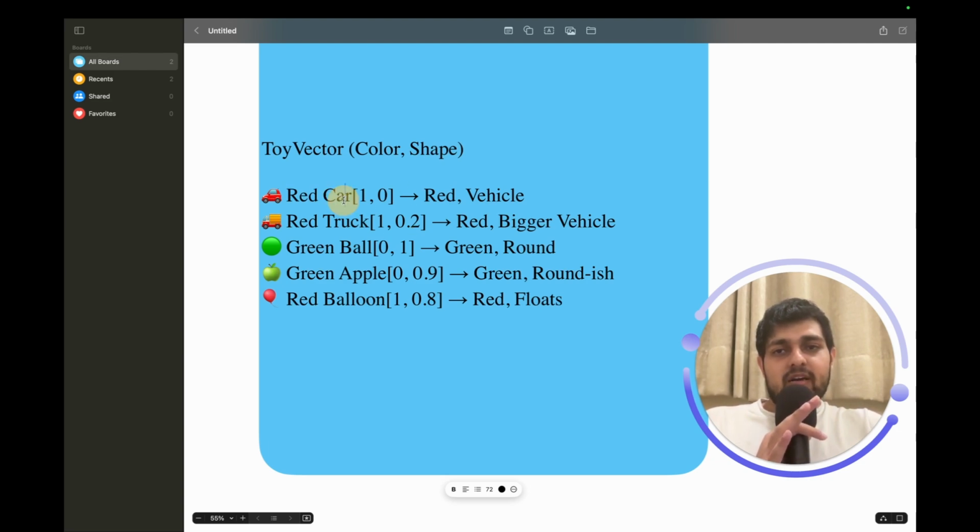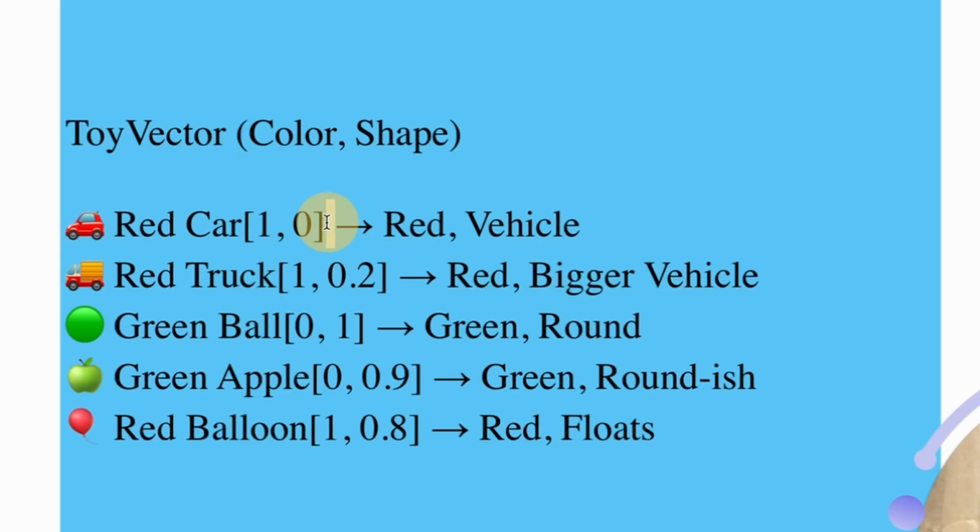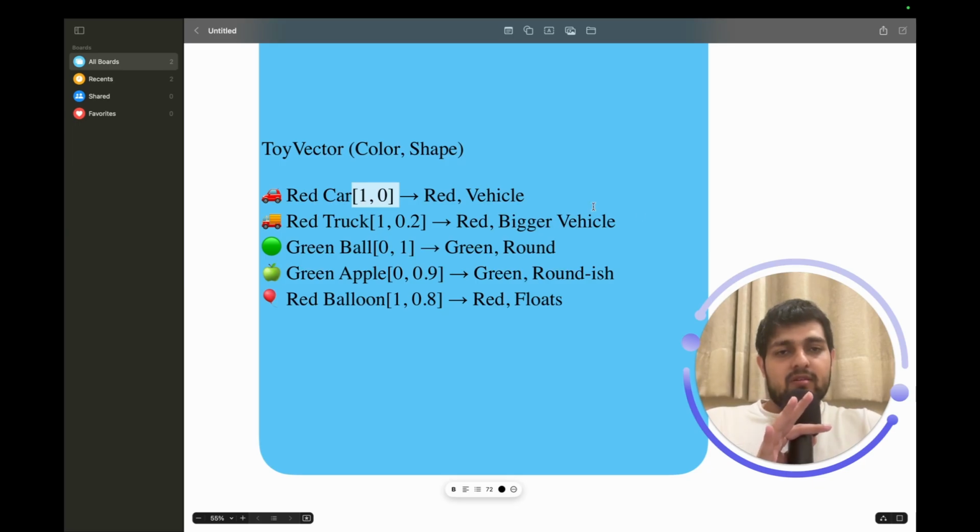So basically this red car is represented by this vector, and we want to find vectors similar to this vector, and we'll get these recommendation results, the similar results.